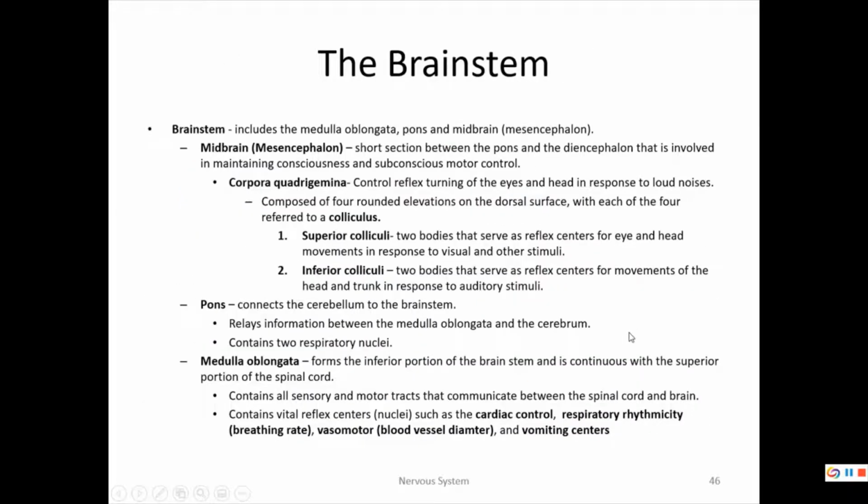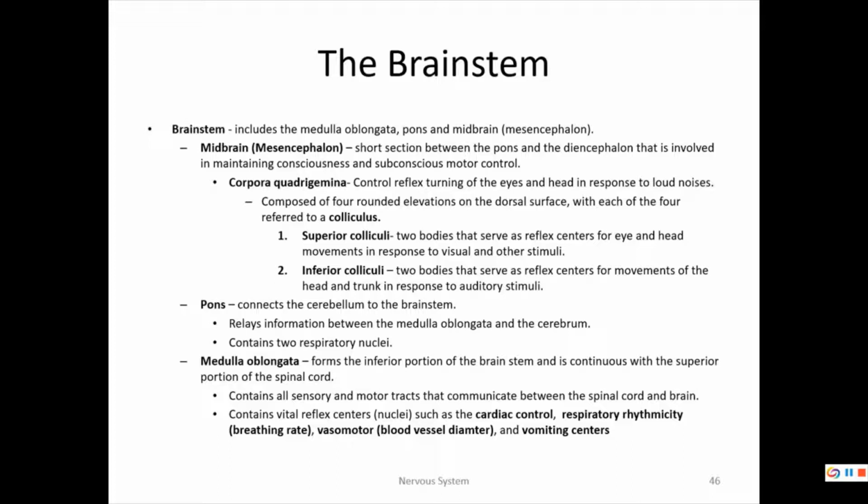Now the brainstem, remember, the medulla oblongata, pons, and midbrain is the brainstem. And definitely know that because it always makes a great exam question. Now, the midbrain contains a lot of areas that do subconscious motor controls, but also things that maintain your consciousness, keeping you awake and knowing what's going on. It is between your pons and your diencephalon.